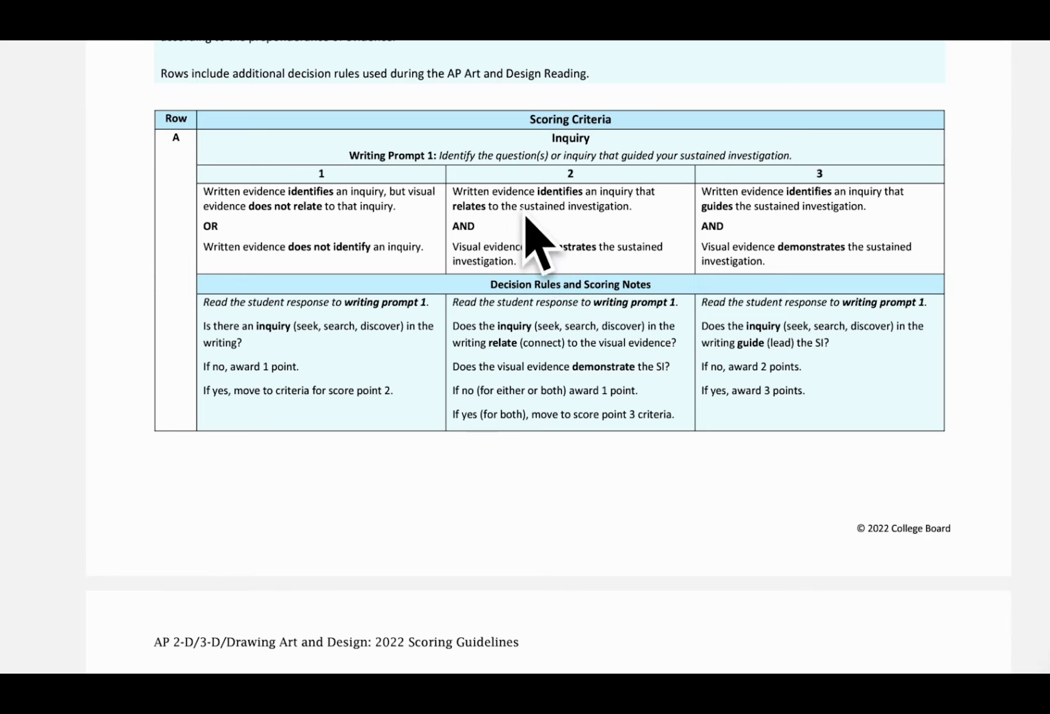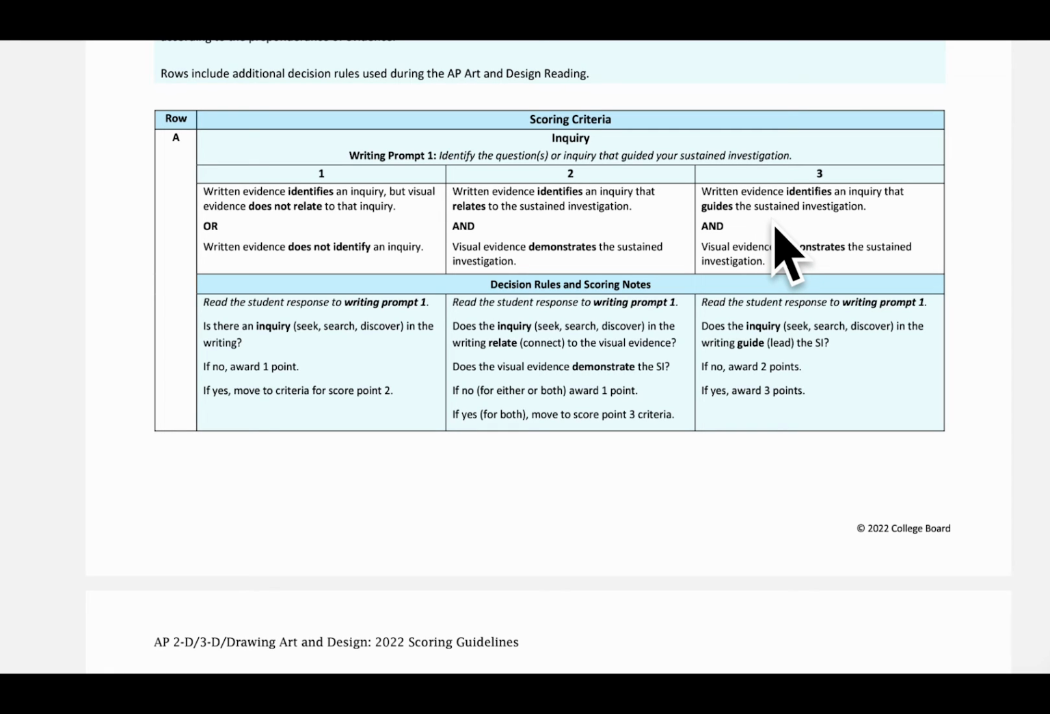If you get a 2, on the other hand, written evidence identifies an inquiry. So you identify your inquiry, you say the thing that you're working on over the course of the year. What's that theme? What's that sustained investigation? And also, it relates to the sustained investigation. Like when they see the visual evidence in your work, it really does demonstrate what you are talking about as a sustained investigation. And a 3, next, it identifies an inquiry, and that inquiry is really guiding your practice the whole year.